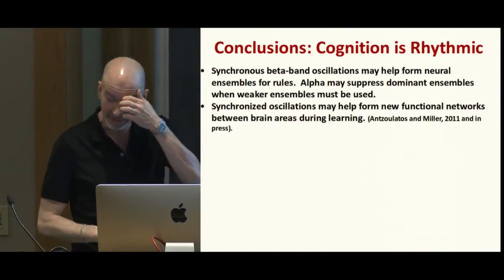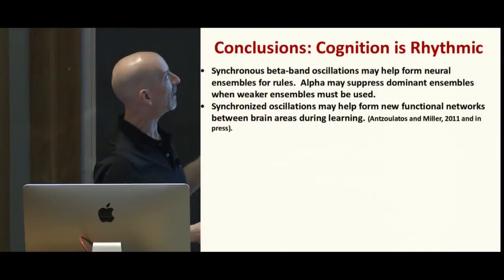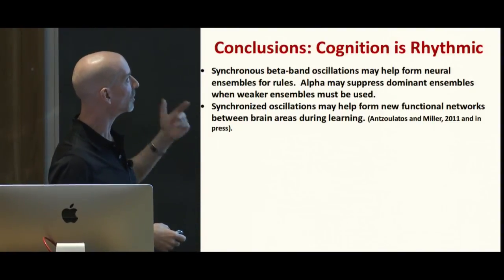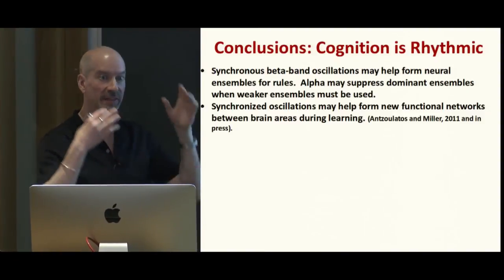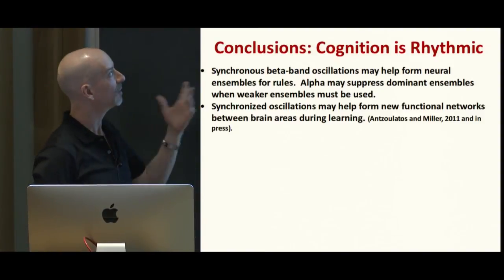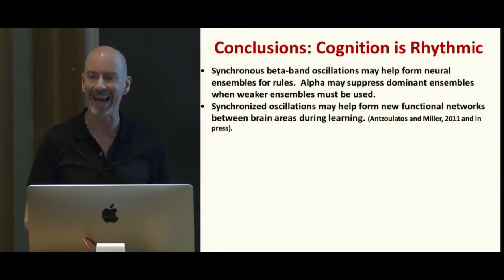Okay, so now we add to this that we have synchronized beta band oscillations help form neural ensembles for rules. Now we're suggesting that they may help form new functional networks between brain areas, essentially larger ensembles during learning, particularly during category learning.